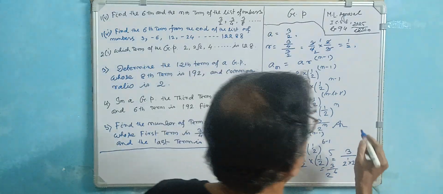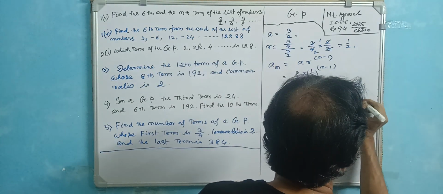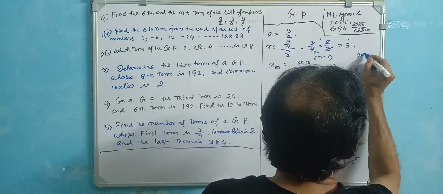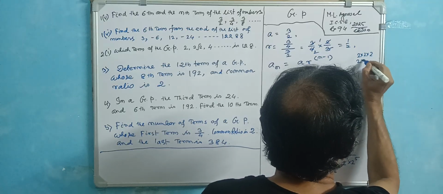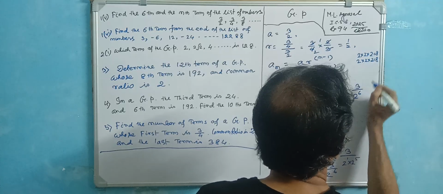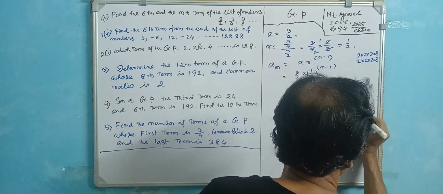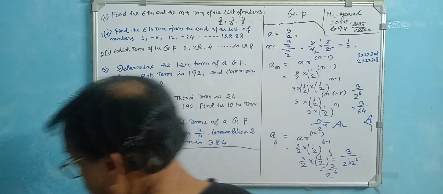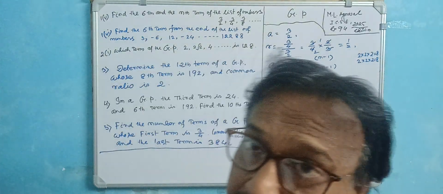Now what is the value of this? 3 by 2 to the power 6. 2 to the power 6 means 2 into 2 into 2, which is 8, and again 2 into 2 into 2, which is 8. So 8 into 8 is 64. So the ultimate answer is 3 by 64.